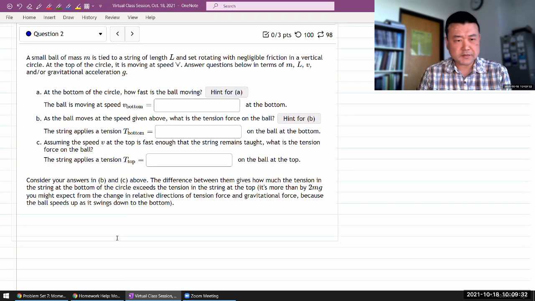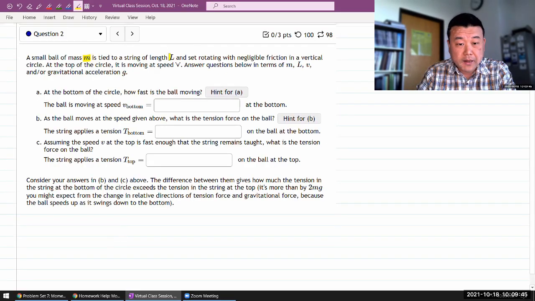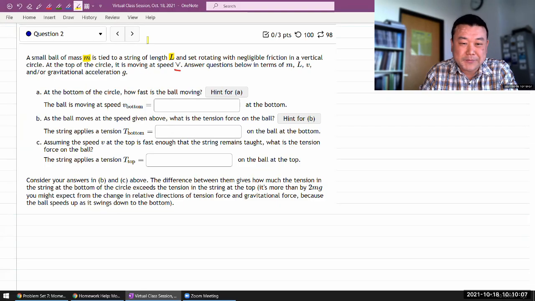All right, let me start by reading the question. It says, a small ball of some mass is tied to some string of some length and is set rotating with negligible friction in a vertical circle. At the top of the circle, it is moving at speed v. Answer the questions below in terms of m, L, v.